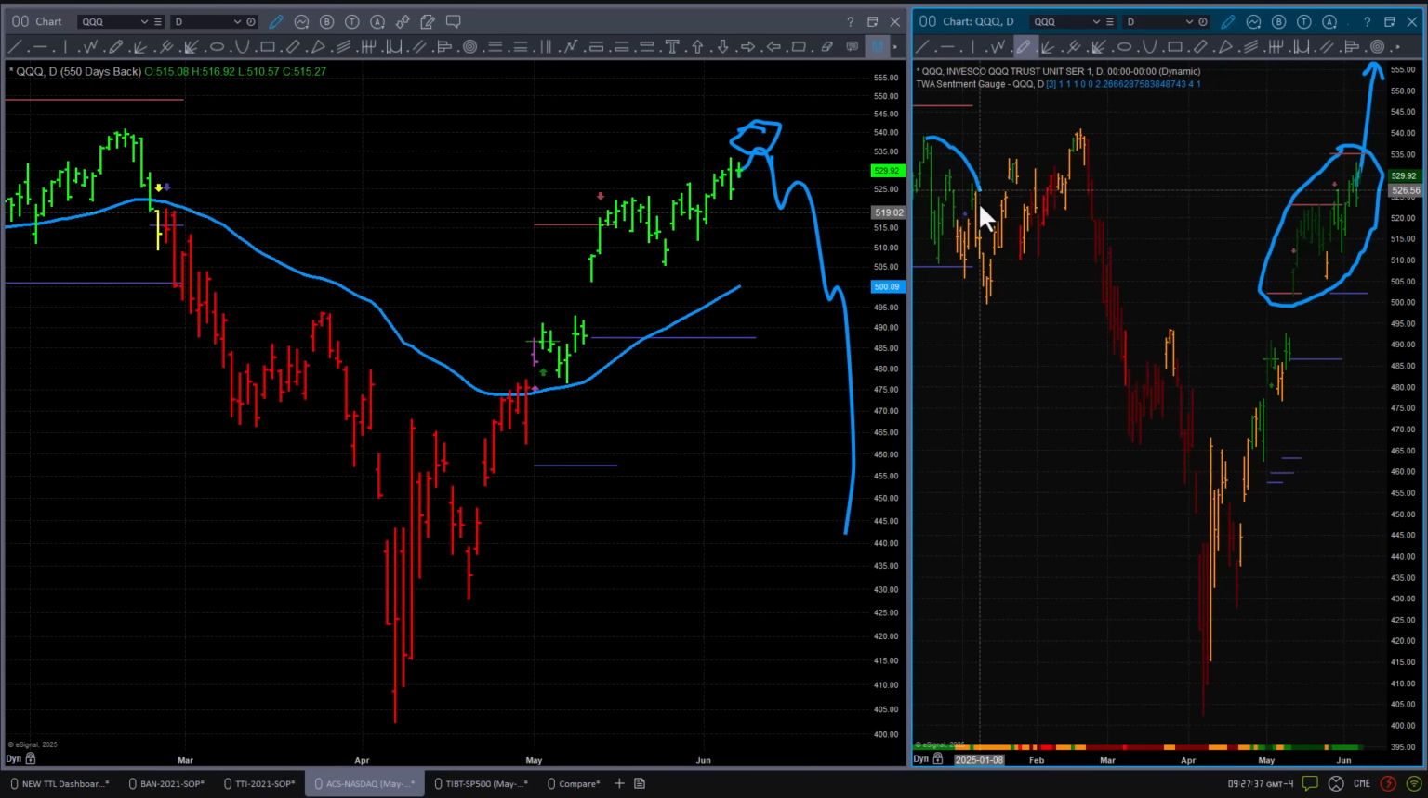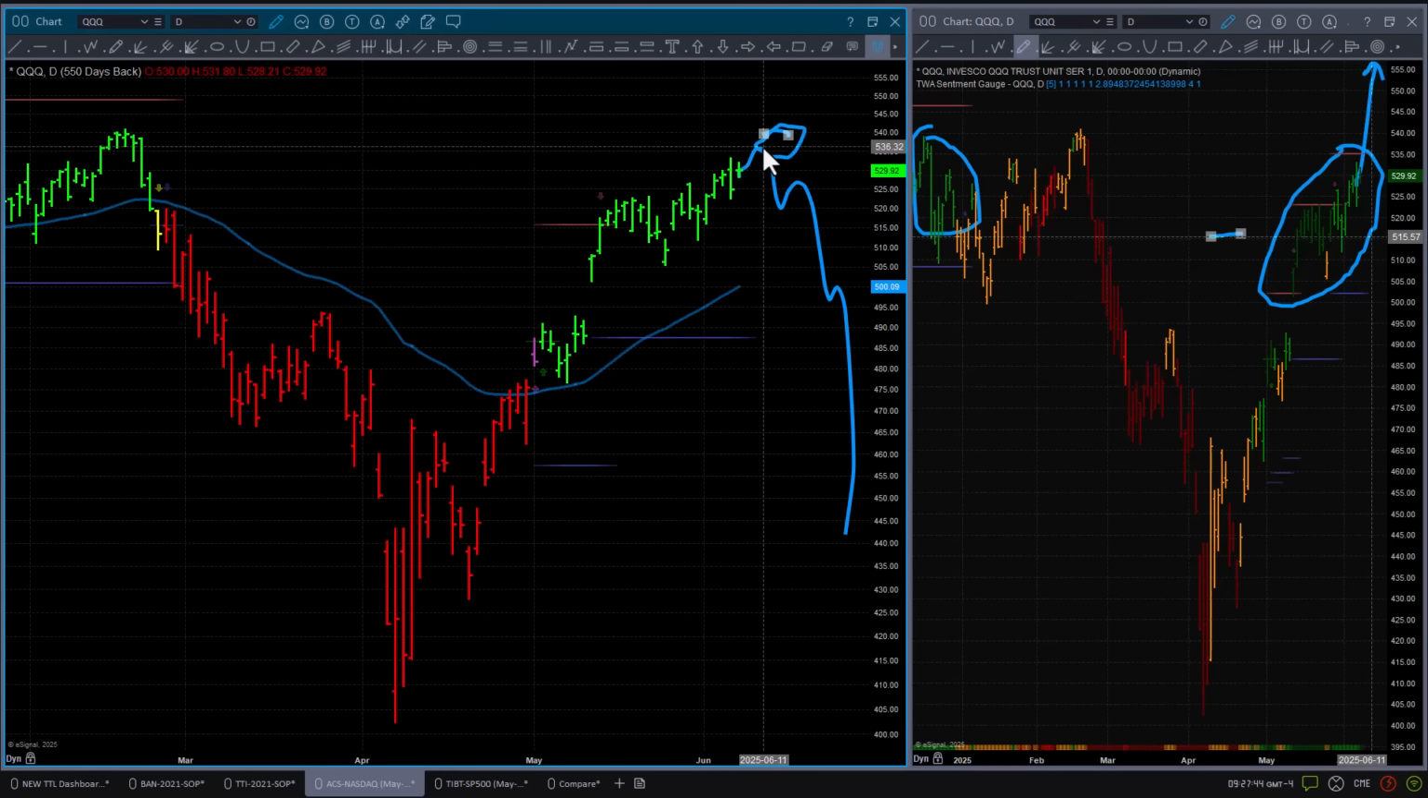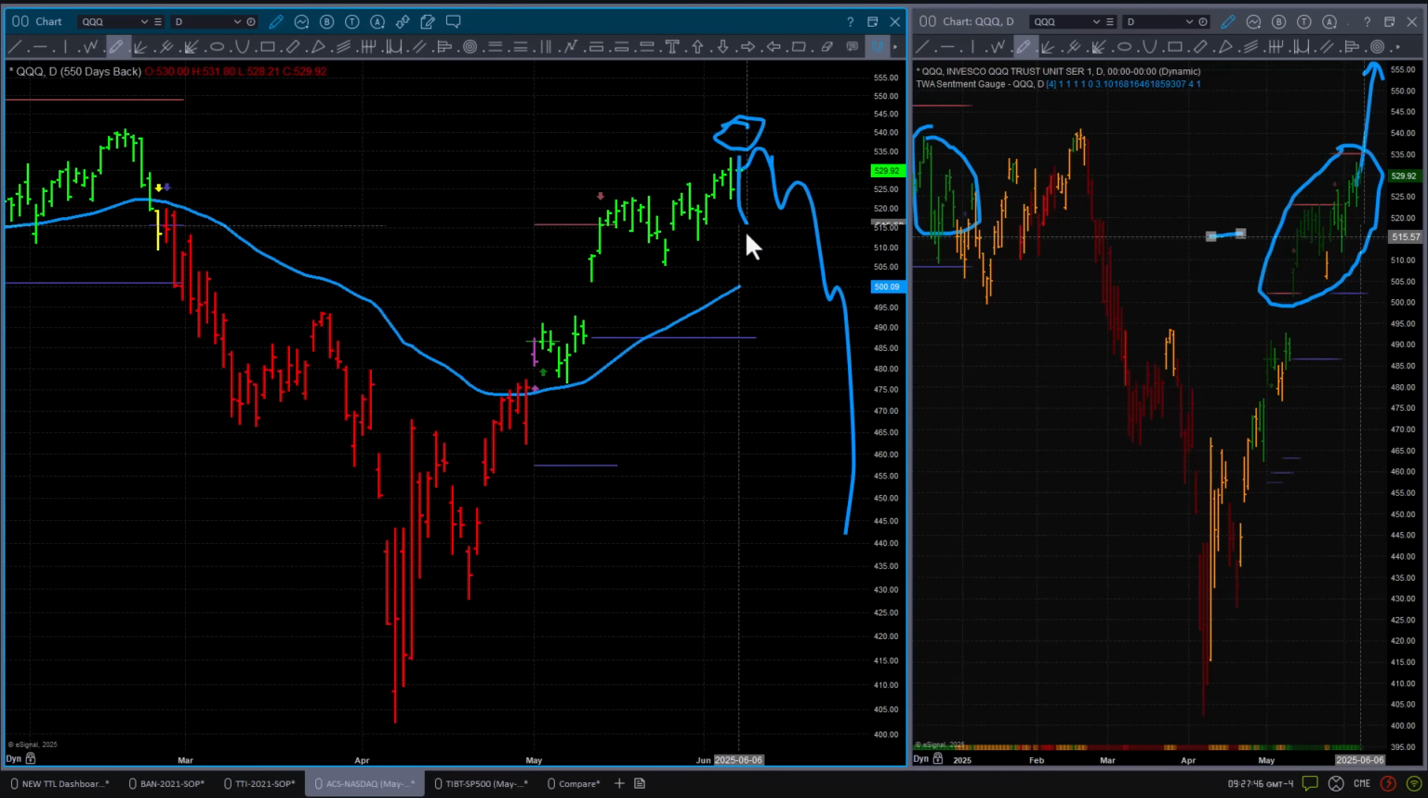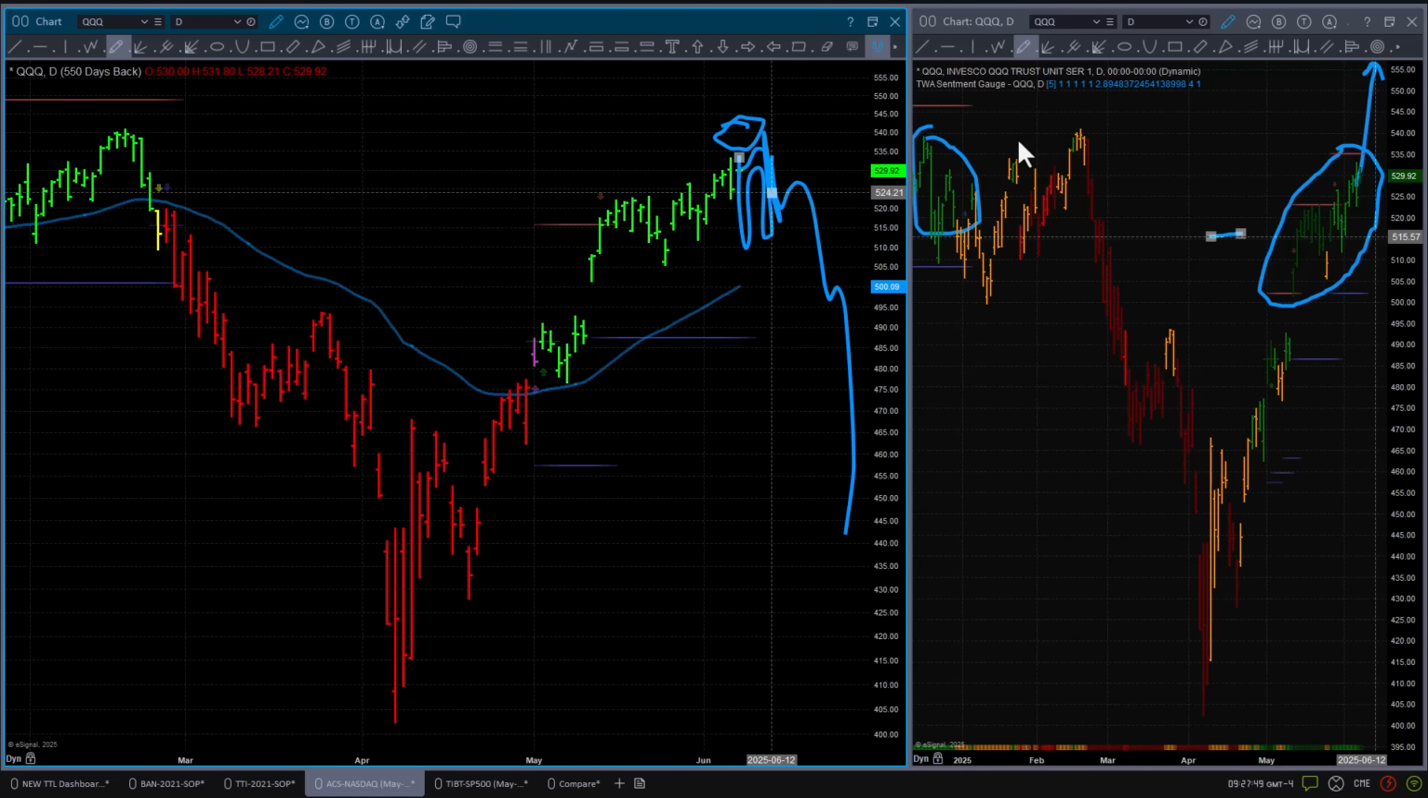But typically when we actually get into this sentiment, we could start to see this market get choppy. We might start to see the stock market chop around. If we take a look at this chart, it could chop around and start to give us orange bars.